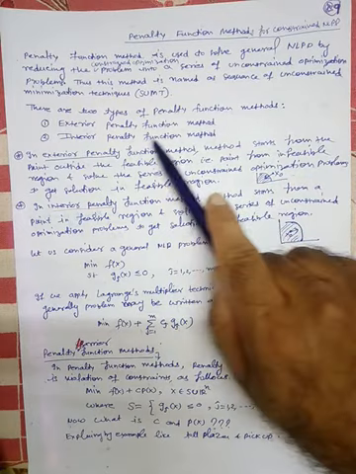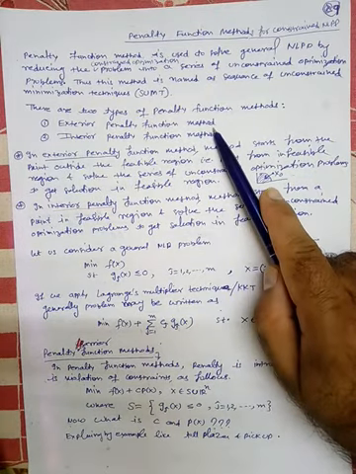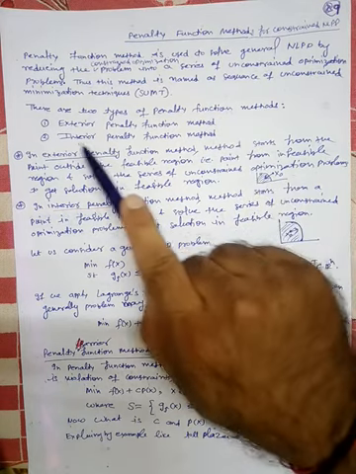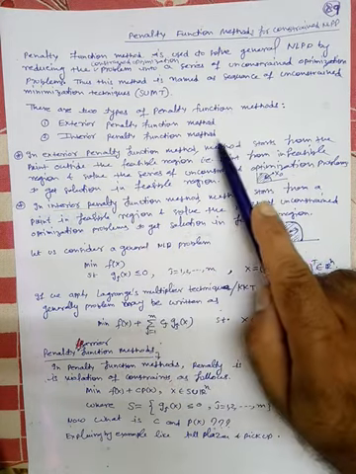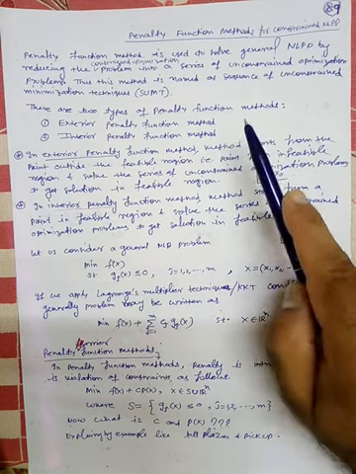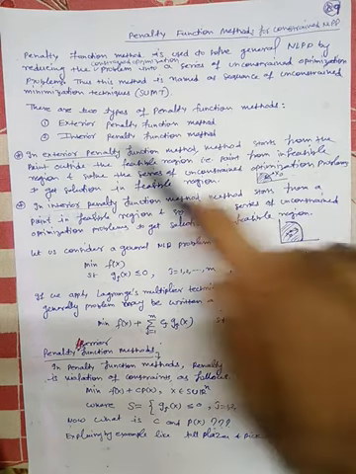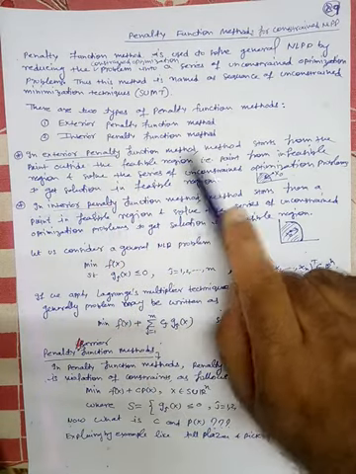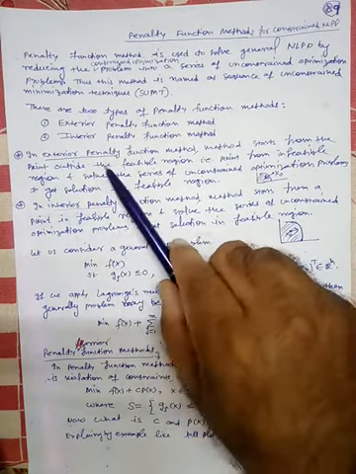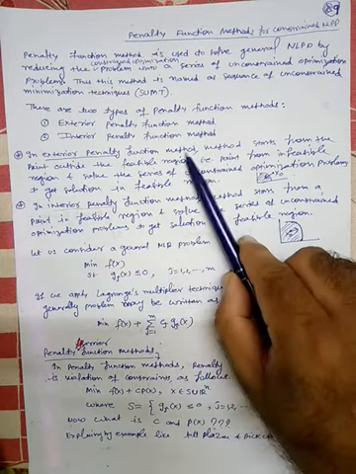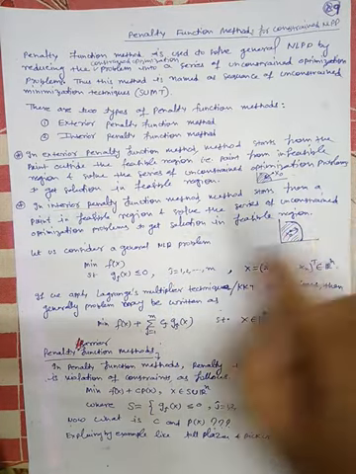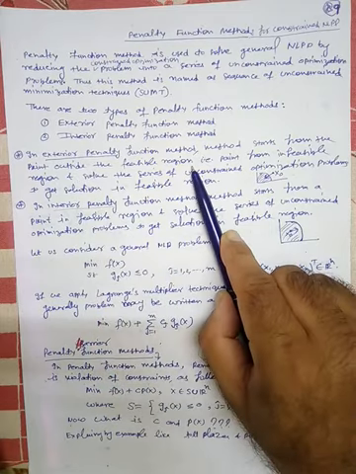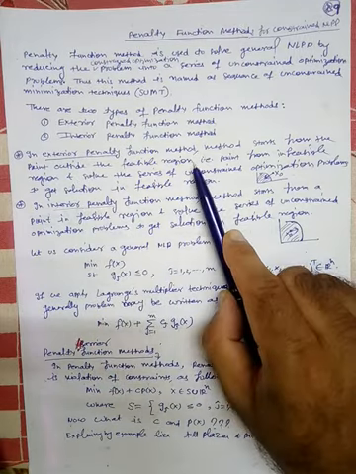One is the exterior penalty function method, or simply the penalty function method. Another is the interior penalty function method, or barrier function method. Exterior penalty and interior penalty, what is the difference? In the exterior penalty function method, the method starts from a point outside the feasible region.